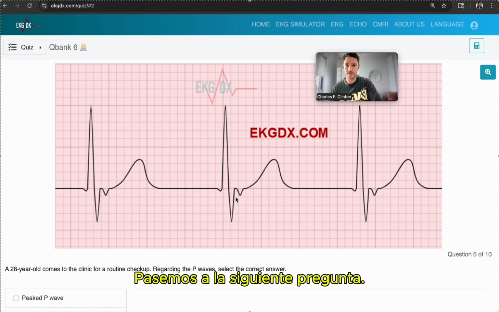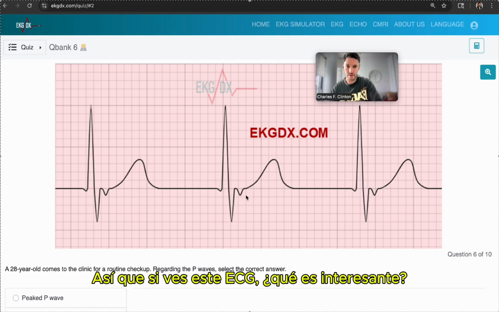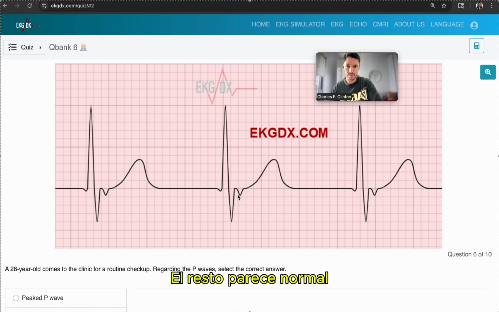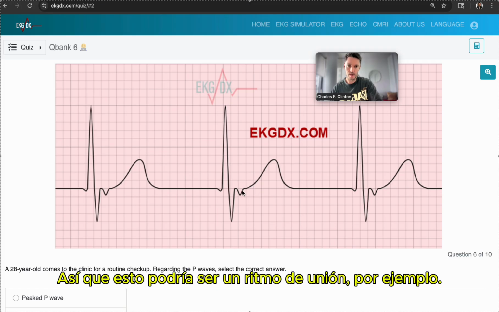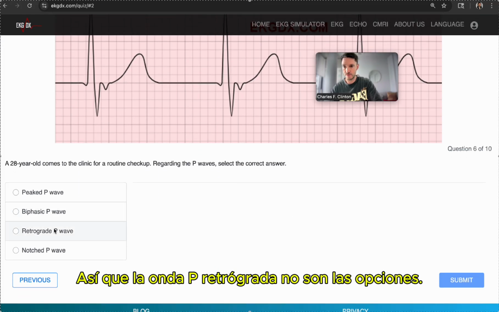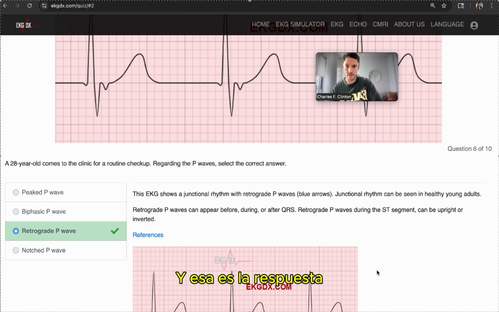Let's go on to the next question. So if you see this EKG, what's interesting? This is interesting right here. Rest of it looks normal. So it's like an additional deflection. It could be a retrograde P wave, right? Because I don't see any P wave here. So this could be a junctional rhythm, for example. So retrograde P wave is in the options, and that's the answer.